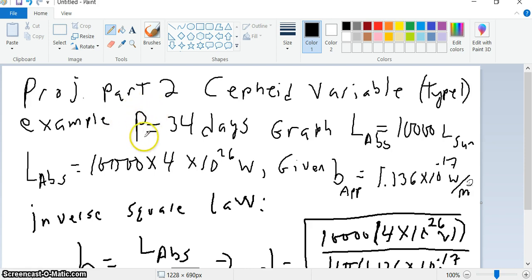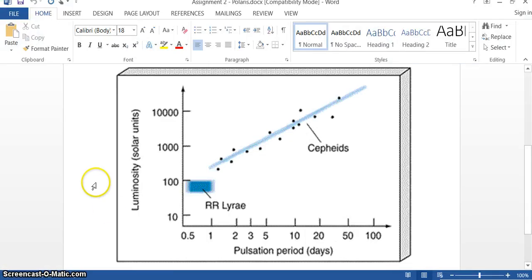So with this one, we're using a period of 34 days. I think you'll see why that is in just a second. So what we have to do is look at the graph. All right, so I'm going to switch to that right now. That is right here. All right, so I've switched to the graph. So when you look at this, 34 days would be right around here. And again, this is the classic Cepheid variables, which have a relationship between the period and the absolute luminosity. That's the important part.